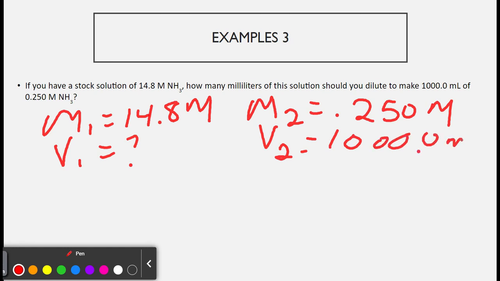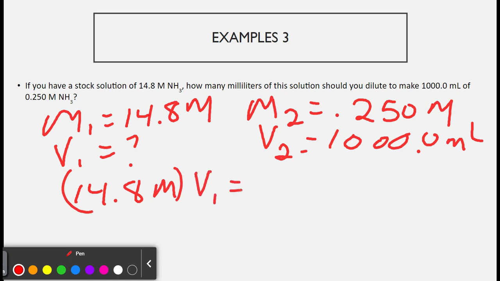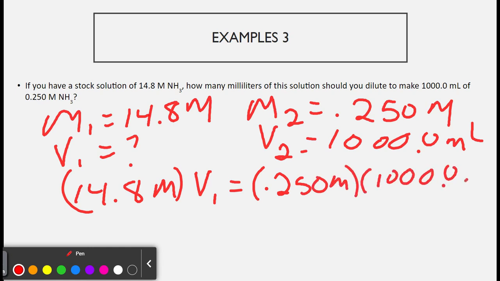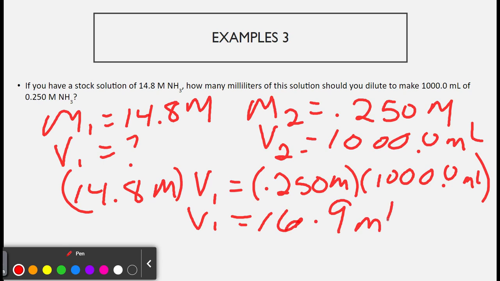1,000 milliliters. All right, so I'm going to plug this into my equation. Still M1V1 equals M2V2. So there's my molarity times my V1. My concentration of 0.250 molar times 1,000. It's asking me to end in milliliters, so I don't want to change this unit. So my V1 is going to end up with, I'm taking 0.250 times 1,000 divided by 14.8. And again, if I've done that correctly in my calculator, it's 16.9 milliliters of that concentrated solution is what we need.